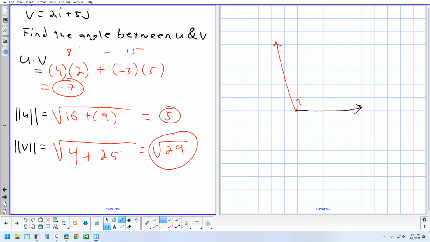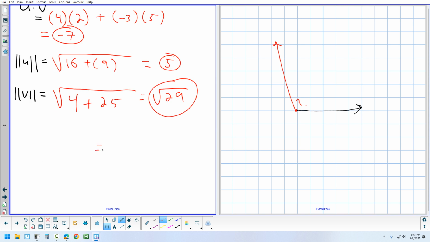We just have to type it in. What goes on the left-hand side? Cosine theta. On the right side, you've got a fraction. What goes in the top? Well, the lengths go on the bottom. So the product of the magnitudes goes on the bottom. And what goes on the top? -7. Yep, the dot product.